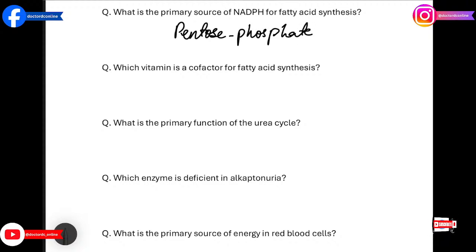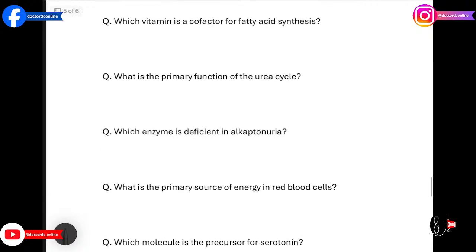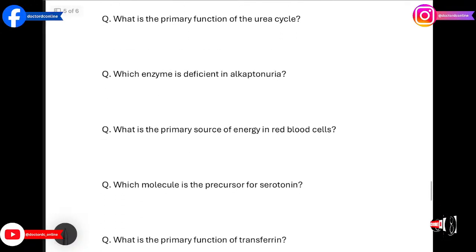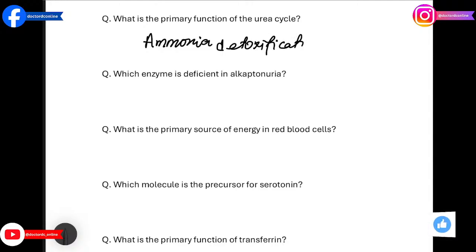The next question is, which vitamin is a cofactor for fatty acid synthesis? And the answer is biotin. It is required for acetyl-CoA carboxylase forming malonyl CoA. Next question is, what is the primary function of the urea cycle? And the answer is ammonia detoxification, because it converts toxic ammonia to urea for renal excretion.